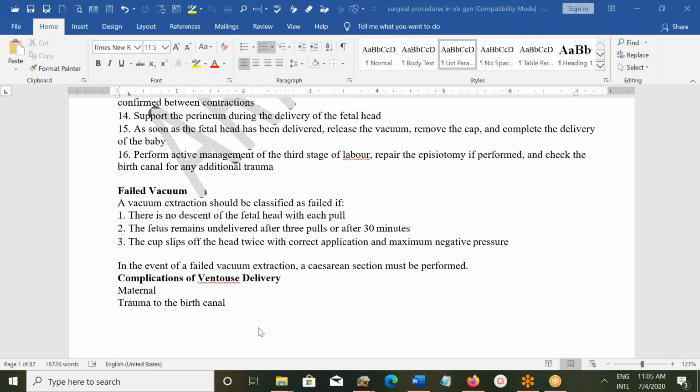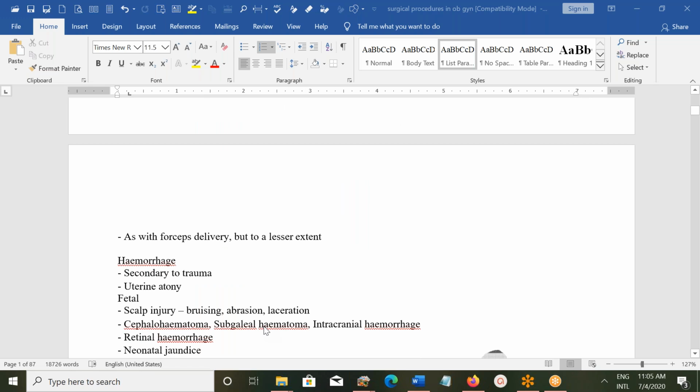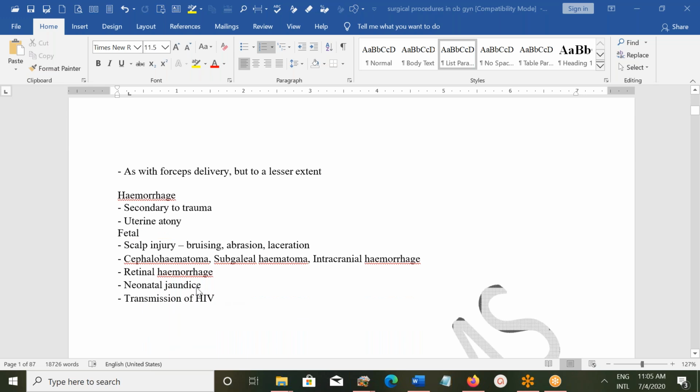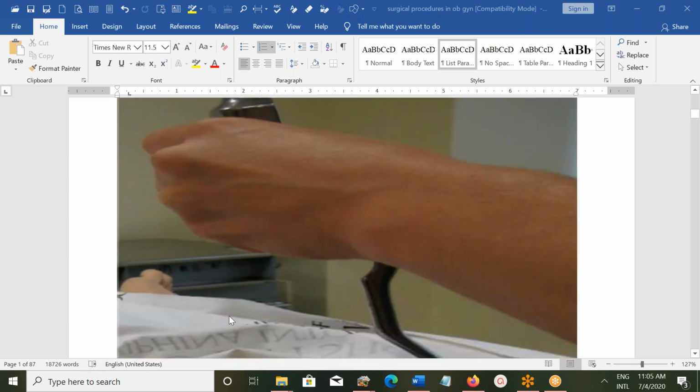Again, what are the complications, maternal and fetal? For the mother, there can be trauma to the birth canal, more so with forceps delivery, but less hemorrhage. Secondary to trauma, there can be uterine atony. The fetus can have scalp injury, bruising, abrasion, laceration, cephalohematoma, subgaleal hematoma, intracranial hemorrhage, retinal hemorrhage, neonatal jaundice, and transmission of HIV infection. All of these are complications of the surgical procedures.